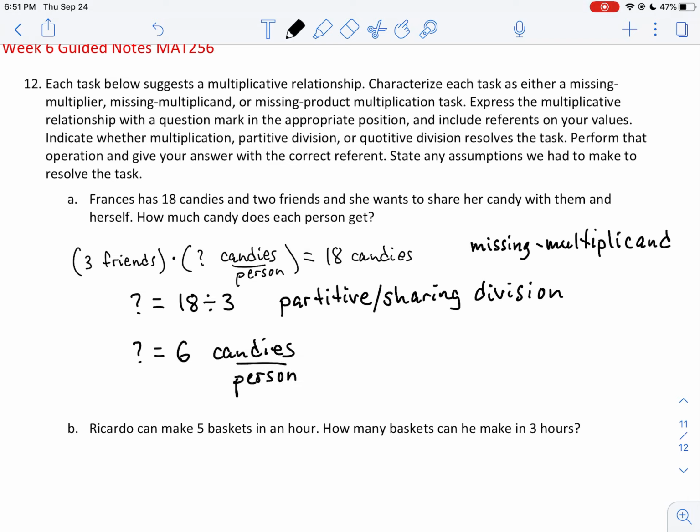And that was, I think, our last thing we had to do: perform the operation, give your answer with the correct referent, which we did. 6 candies per person is our answer. And then state any assumptions we had to make to resolve the task.